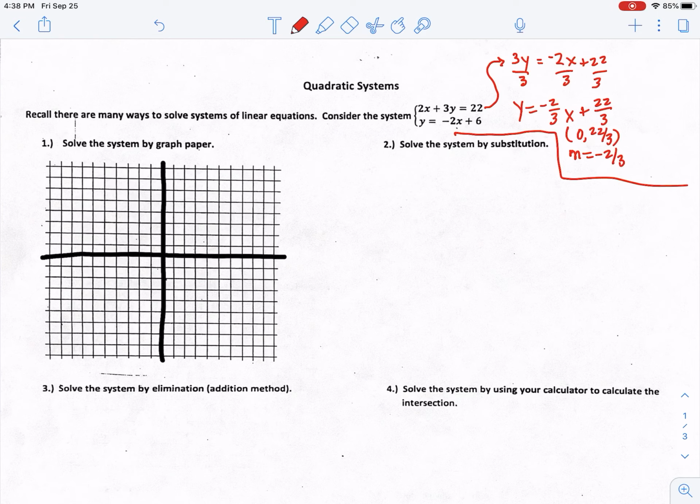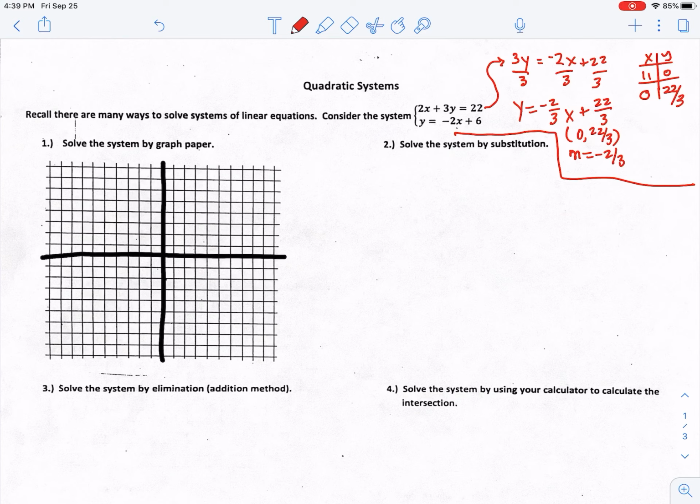Make a little space here. And then the other option would be with intercepts. If I use that equation and I'm trying to find my x-intercept, I'm going to plug in y is 0 and I get 11. And if I plug in x is 0, then I get 22/3. Okay? And I could plot those two and then graph it.